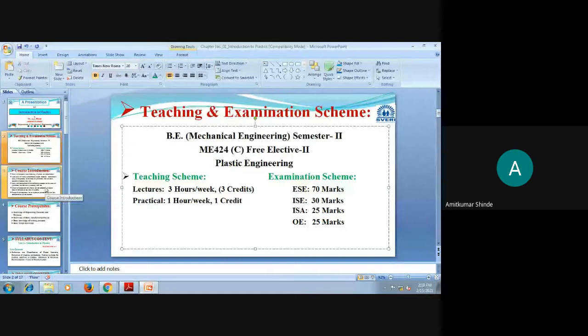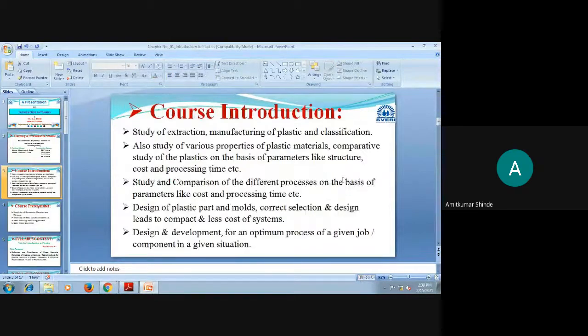And then after this, we will go to the course introduction. The course introduction contains what exactly you are going to study throughout this subject. Your first or initial part will be to study how these plastic materials are extracted, meaning their source, and after that, we are going to deal with the classification of plastic materials and manufacturing processes. This will be your first part.